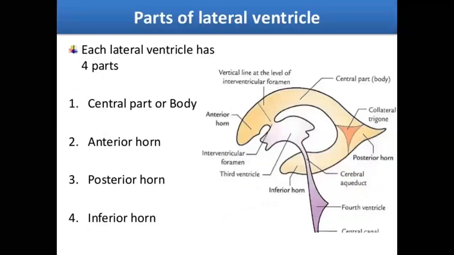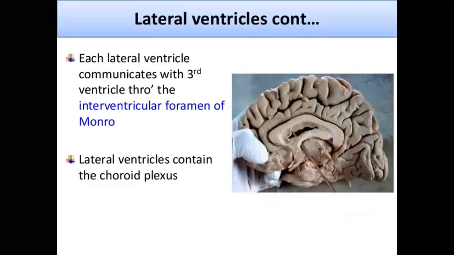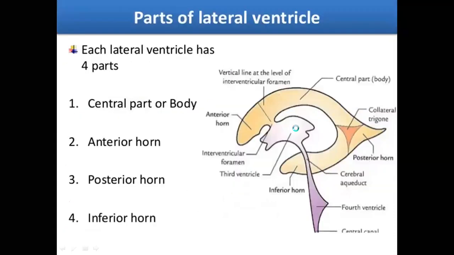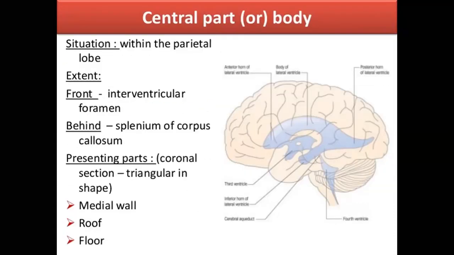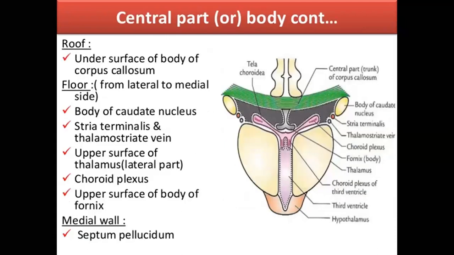Once again, if you go with this diagram, this is the roof of the central part. This roof is formed by the corpus callosum. The floor contains the thalamus medially and the caudate nucleus, the body of the caudate nucleus, laterally. And the medial wall is formed by the septum pellucidum. This is the part of the septum pellucidum. So these are the boundaries of the central part of the lateral ventricle: roof, floor, and medial wall.